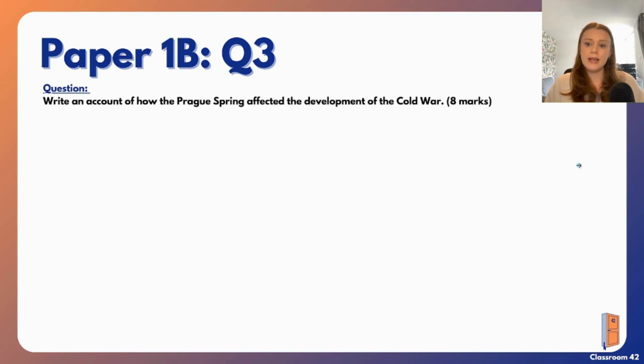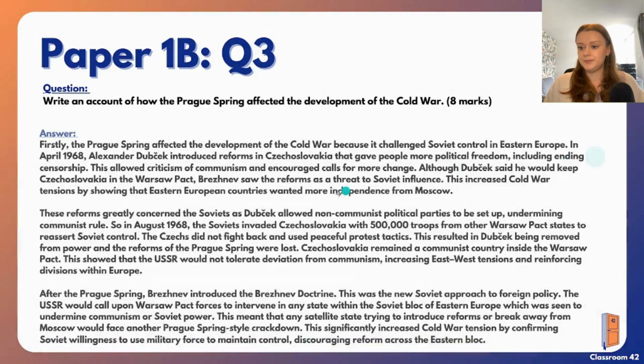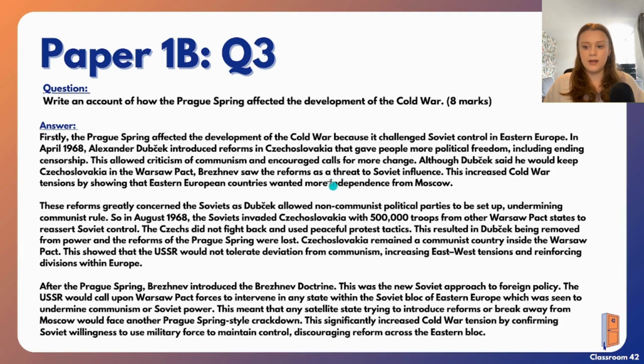So our question is, write an account of how the Prague Spring affected development of the Cold War. So we exactly know what we need to be focusing on is the Prague Spring. So here is our answer. So you can see here I've got my 3 PEEL paragraphs. For this question, you don't really need to add an introduction or a conclusion or anything like that. You can just get straight into it with your paragraphs.